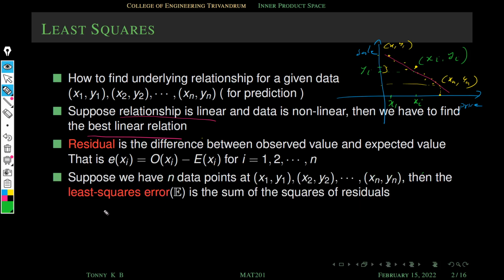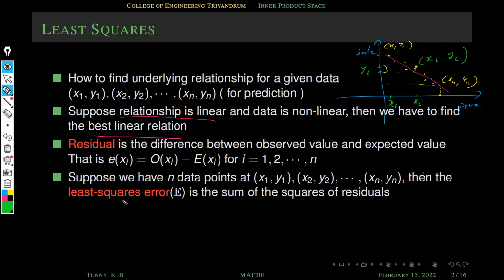Next we are going to define the least square error. Suppose we have n data points like this: (x1, y1), (x2, y2), up to (xn, yn). Then the least square error is the sum of squares of residuals. There are so many residuals. For this particular point, this height is the residual. It is positive because it is yi minus this value. Consider this other point: here the observed value is less than the expected value, so the difference is negative. So some residuals are positive and some residuals are negative.